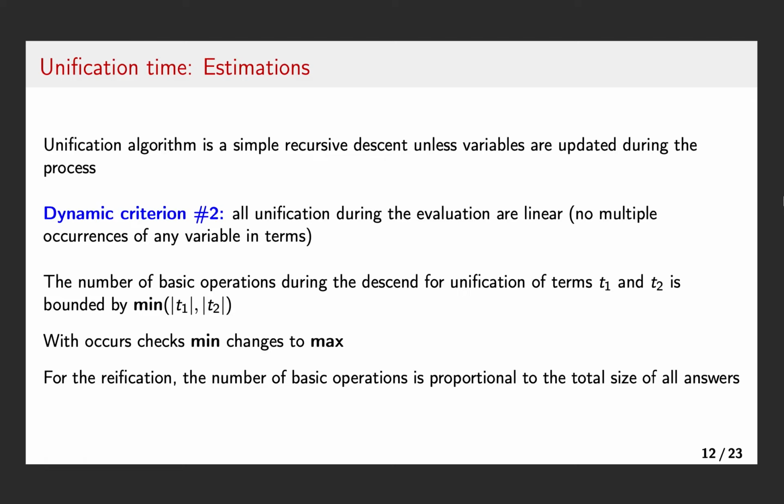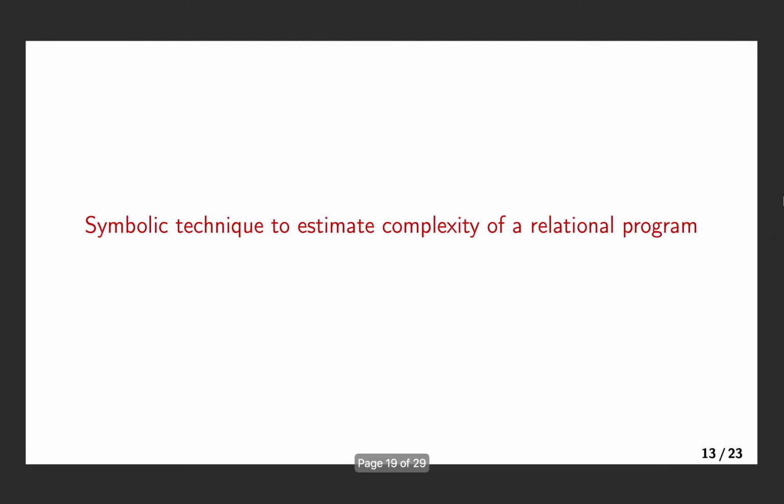If we then perform occurs checks, we need to go through the rest of the terms. So minimum in the estimation changes to maximum. And the reification simply goes through all terms for all answers at the end. So the number of basic operations it requires is proportional to the total size of all answers.